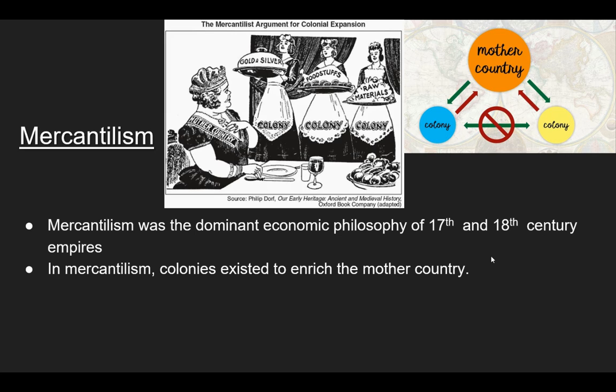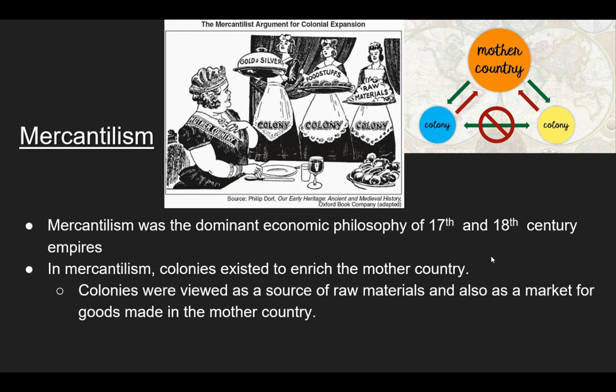And so England practices this, so does Spain, so does France. All European countries, to the best of their ability, have gone about creating colonies to enrich them, to get natural resources, food things, or valuable resources like gold and silver to enrich the mother country. So those colonies were viewed as a source of raw material, but also as a market for goods made in the mother country.